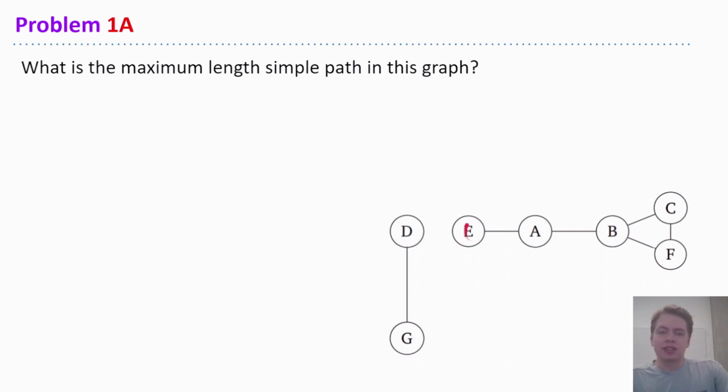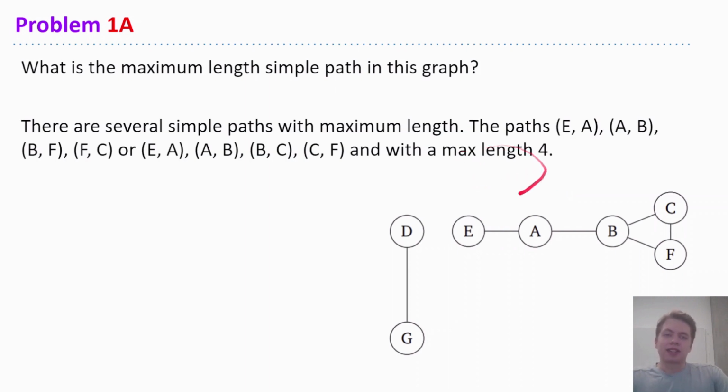Well, it looks like we can create a length 1 path from E to A, and then follow the edges until we end up over here on the right side. So this would be from E to A to B, B to C, and C to F, with a longest length simple path of 4. 1, 2, 3, 4. We couldn't have made this 5 by adding the edge F to B, since we can't repeat vertices in a simple path. So that's our answer. The max length is 4, and there are several simple paths with maximum length. For example, if we went from B to F and F to C instead.